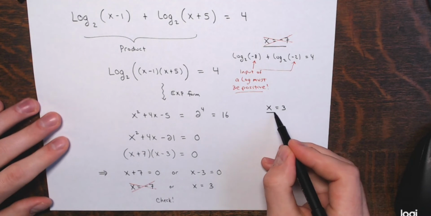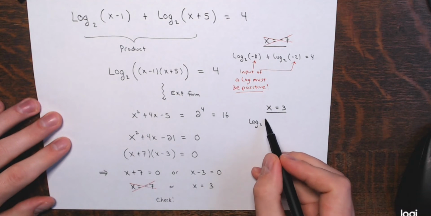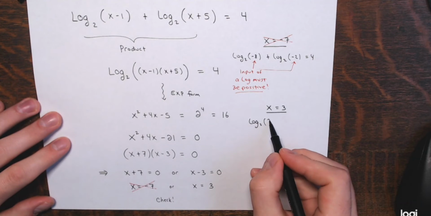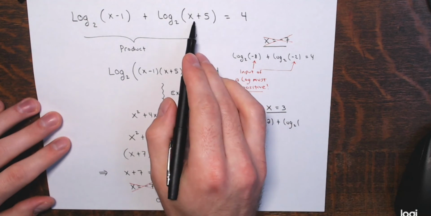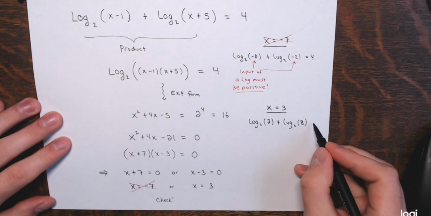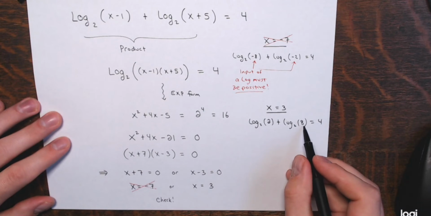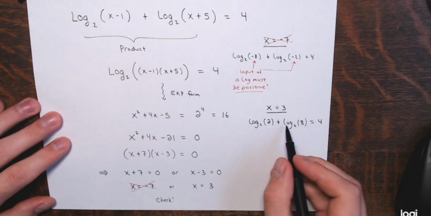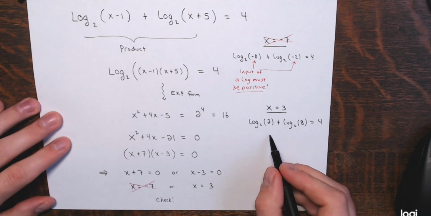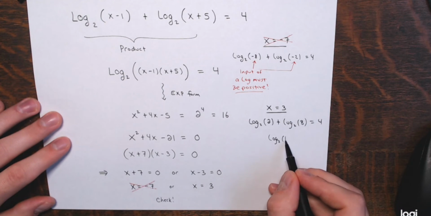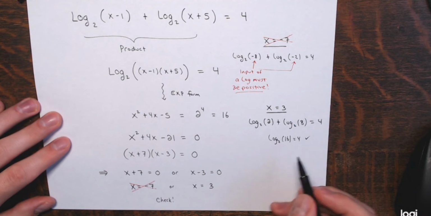If I plug in 3 for x, we have the log base 2 of 3 minus 1 is 2, plus the log base 2 of 3 plus 5 is 8. And is this equal to 4? Yeah, you have a positive number in this log, a positive number in that log. You could use the product rule and make this the log base 2 of 16, 2 times 8, and the log base 2 of 16 is indeed equal to 4, right? 2 to the 4th power is 16. So this works out. This is our only solution.